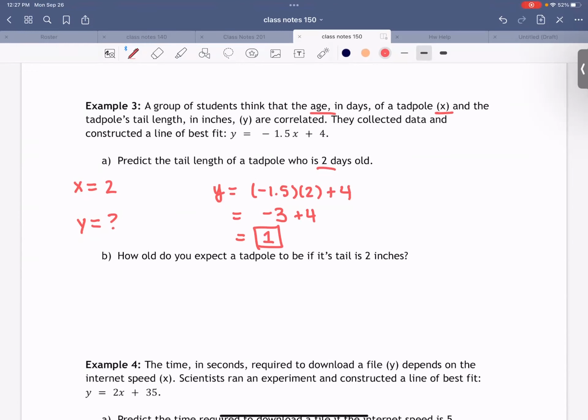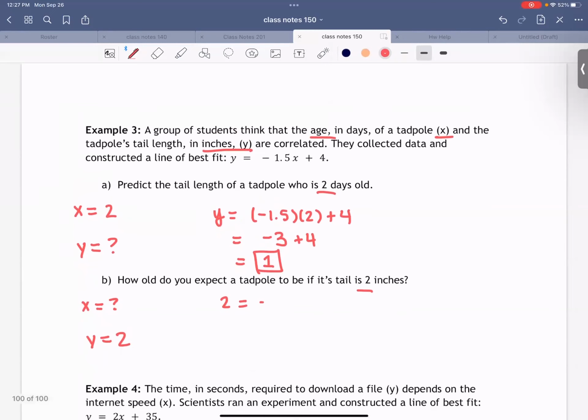Okay, let's do something slightly harder. How old do you think the tadpole will be if the tail is 2 inches long? So same setup. What does 2 represent now? Y, good, because Y represents how long the tail is. So it says the tail is 2 inches. We know that Y is 2. That means we have to find X, right? Okay, let's plug in Y. So we have 2 equals -1.5x plus 4.